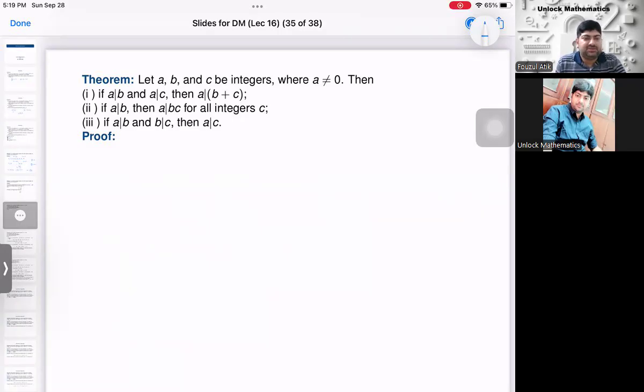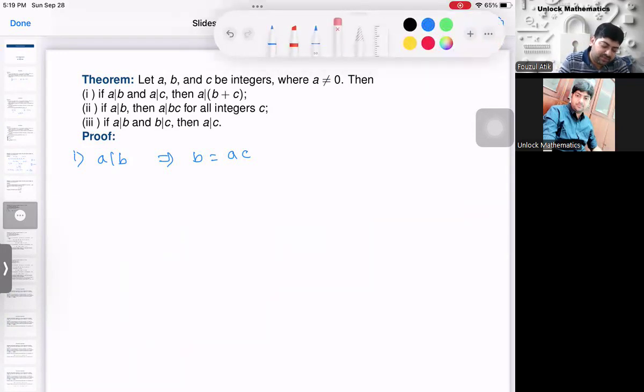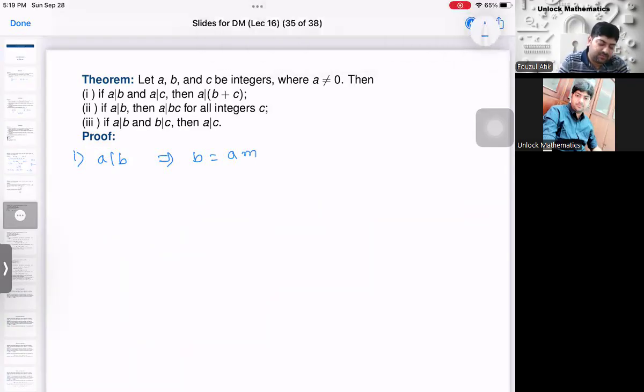So we can prove this very easily. How to prove the first part? A divides b and a divides c. A divides b means b is divisible by a, so b should be written in the form of a into some integer. I will not write c, but I will write it as a into m, because c is already involved here. So I write b equals a into m.